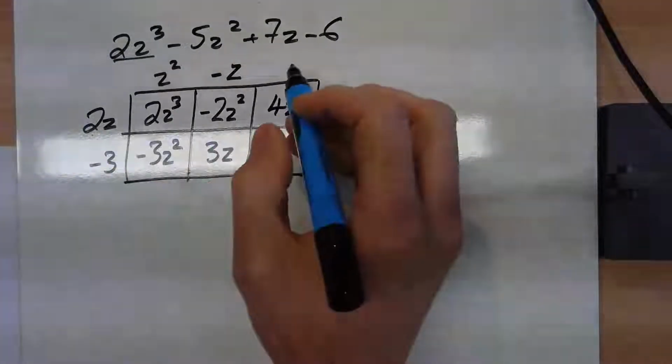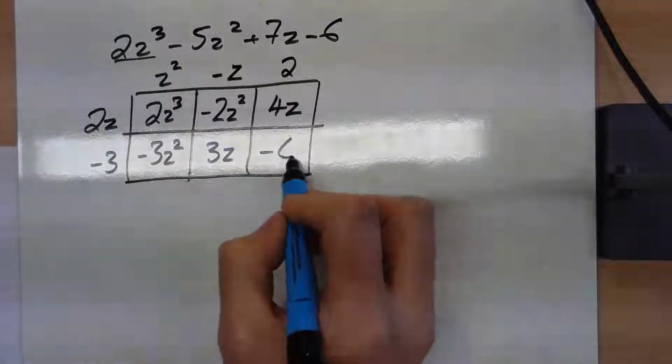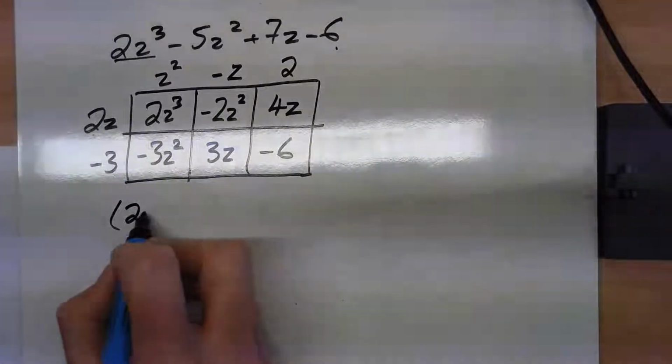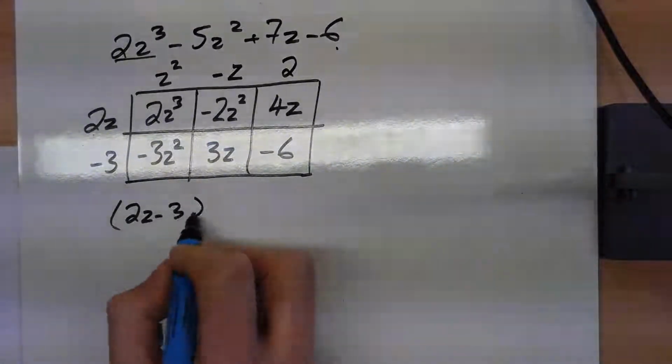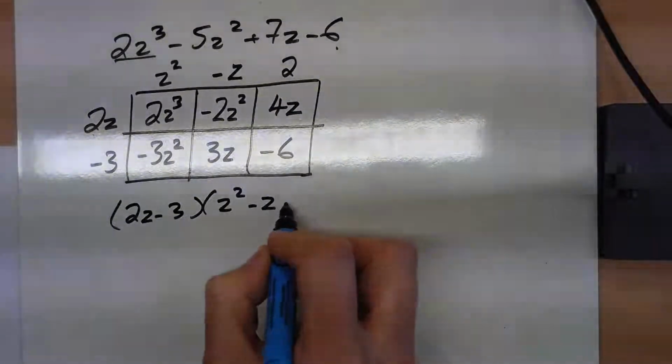And how do we get that? Well, it's that times 2. And luckily, 2 times minus 3 makes minus 6, which is what we wanted. So factorising this thing now, we can see I've got 2z minus 3 and z squared minus z plus 2.